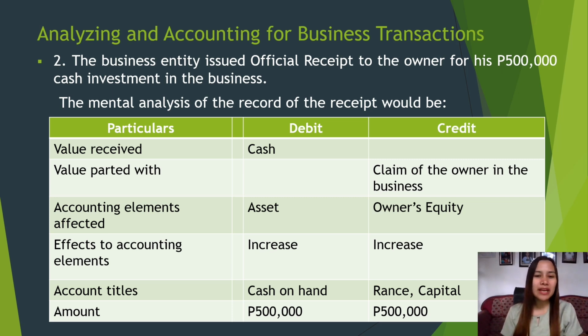Then the amount to be debited on cash on hand is 500,000, and on Runs Capital is also 500,000 credit. So we always maintain the dual aspect concept here, that for every value received, there is a corresponding value parted with. And of course, the balancing of the accounting equation: assets is equal to liabilities plus owner's equity.